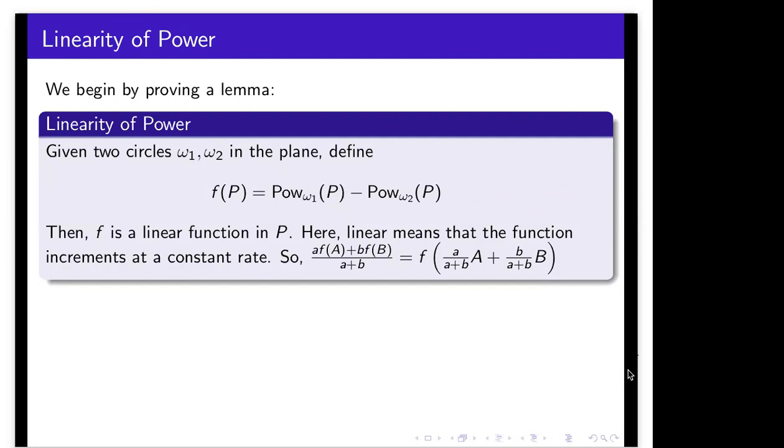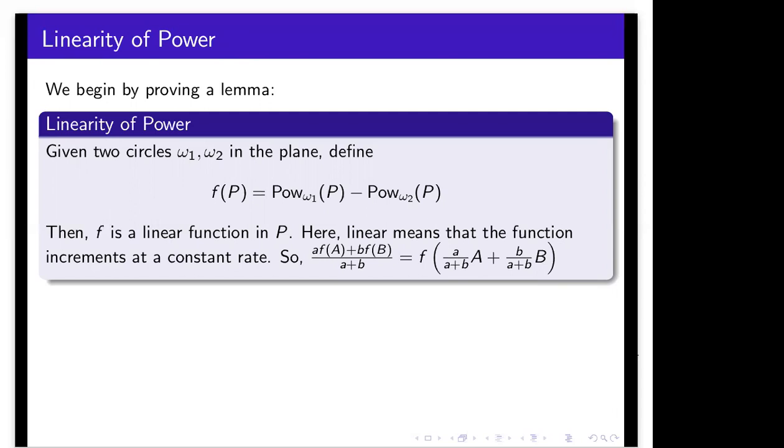If we increment in a certain direction, no matter where we increment, the increment in f is always the same. So that's what linear means. In particular, if we take the weighted average of 2 points, the weighted average of their f values is equal to f of their weighted average. For example, f of a plus f of b over 2 will be f of the midpoint. So this is what we want to show.